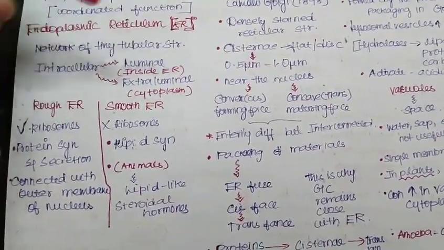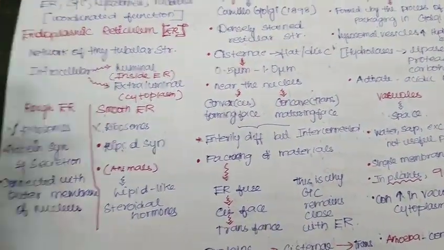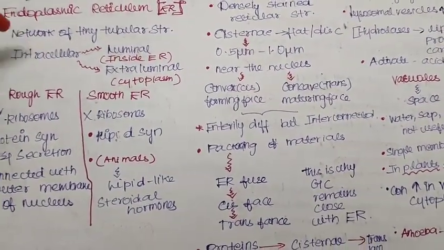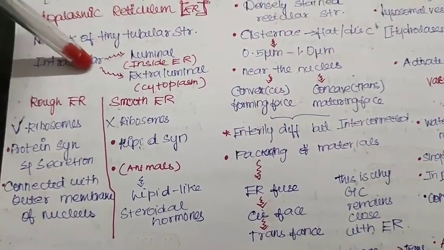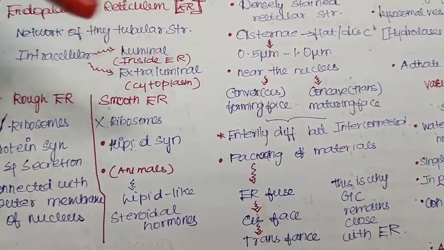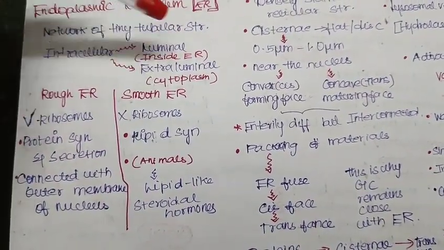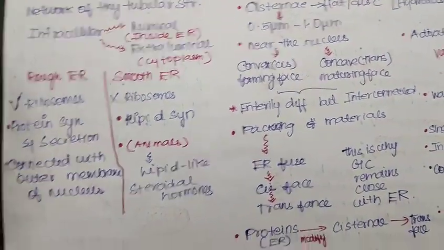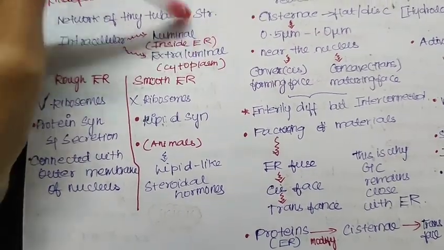So let's talk about the endoplasmic reticulum. These are a network of tiny tubular structures found in the cytoplasm, and they divide the intracellular space. Intra means inside, so intracellular space. They divide the intracellular space into 2, which are luminal and extraluminal. Luminal means inside the ER. Whatever the space inside the ER is called the luminal, and the space covered in the cytoplasm is called the extraluminal. And the endoplasmic reticulum is of 2 types: rough endoplasmic reticulum and smooth endoplasmic reticulum.